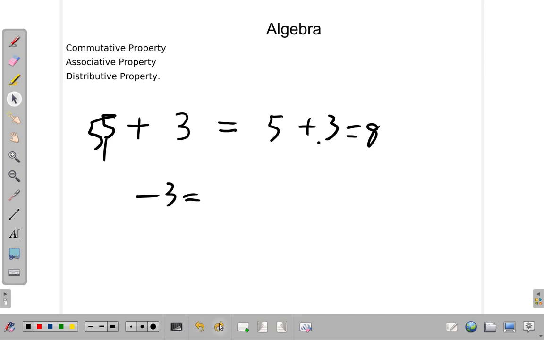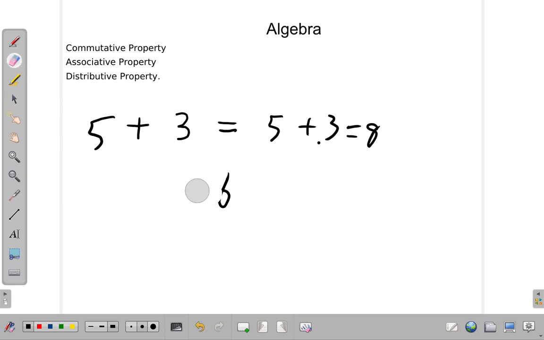Right? Five plus 3 is equal to 8 means the same as 3 plus 5 is equal to 8. When you put the 3 and the 5 together, it doesn't matter which position you put them in. If 3 travels to the right and 5 travels to the left, it doesn't matter. Alright? So that's a commutative property.